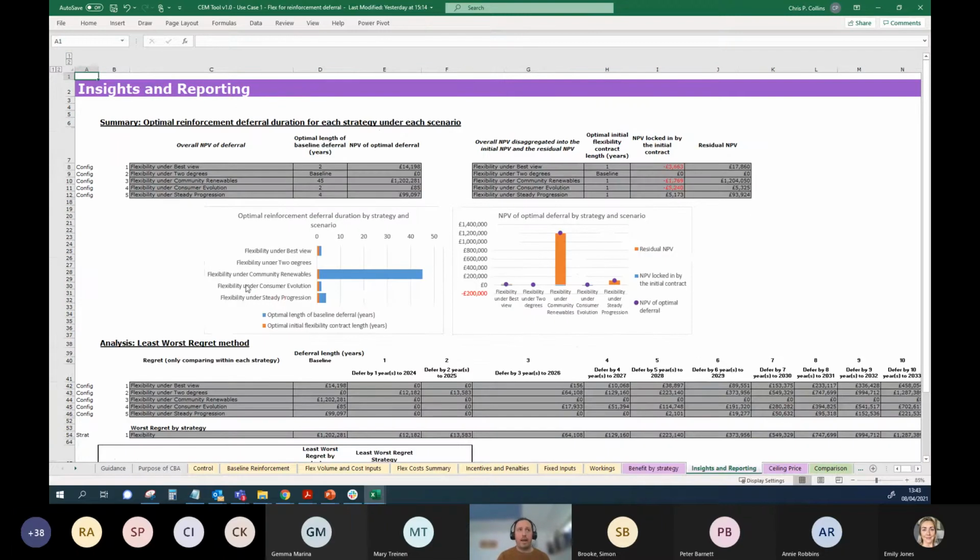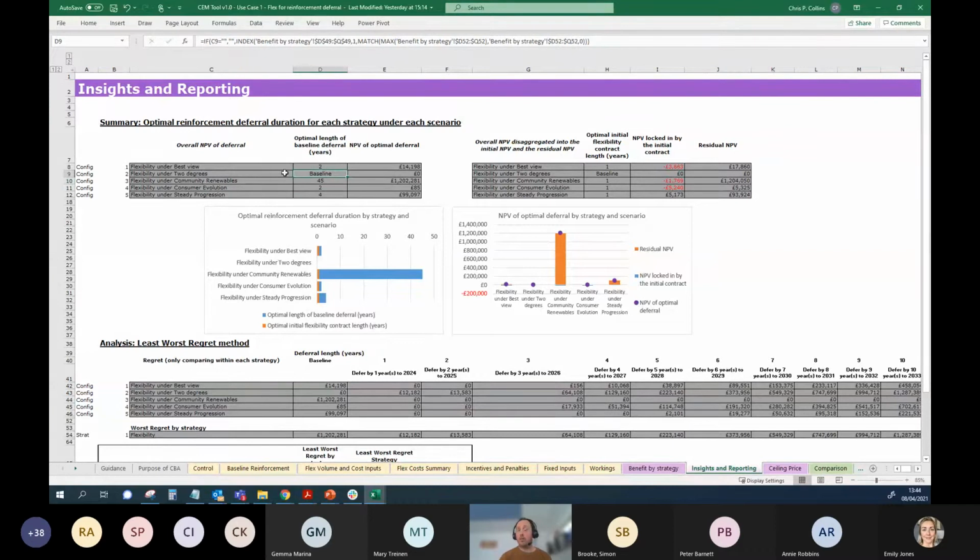So in terms of the Insights and Reporting tab, it's pretty much giving you the same information in its first section. It's a summary of what we saw before. So it's saying, if, for example, the best view were to outturn, the optimal length of deferral would be 2 years. So it would make sense to procure flexibility for 2 years. If instead we were under the community renewable scenario, it would make sense to procure flexibility for much longer than that. In which case, once you get on your path of flexibility, you've actually got a huge upside because you can end up avoiding reinforcement altogether. And then there's a range of values in between.